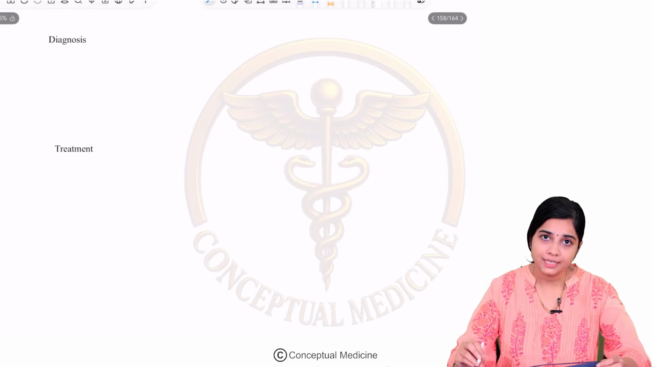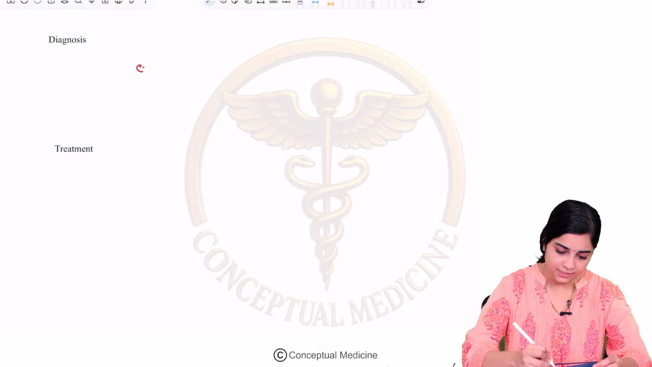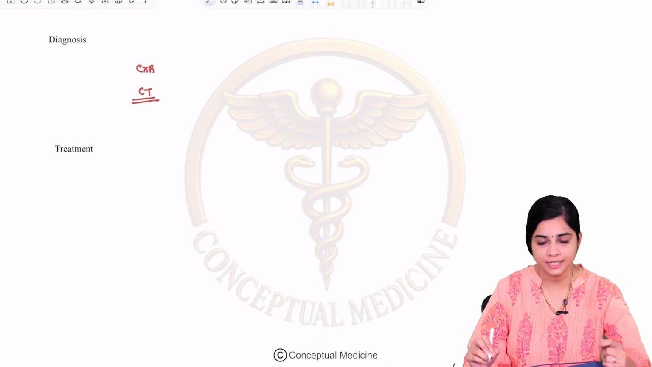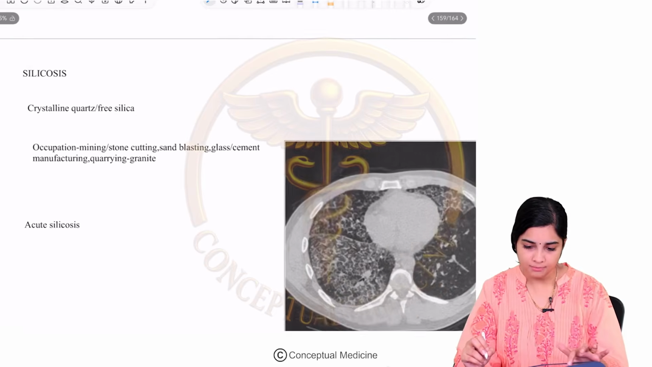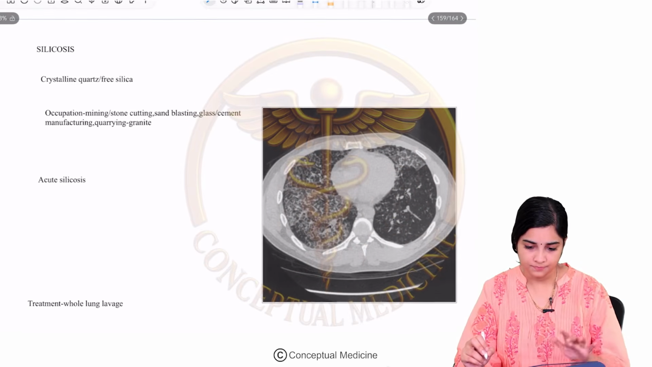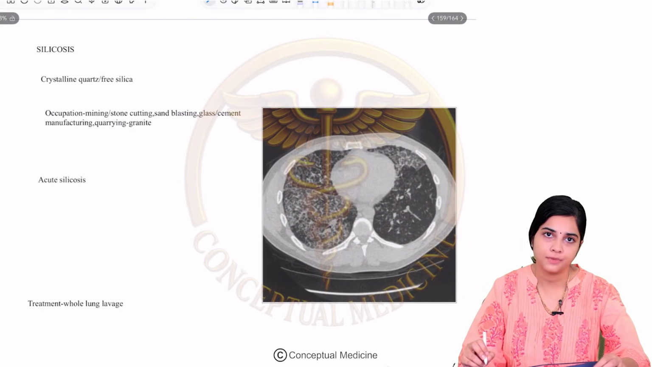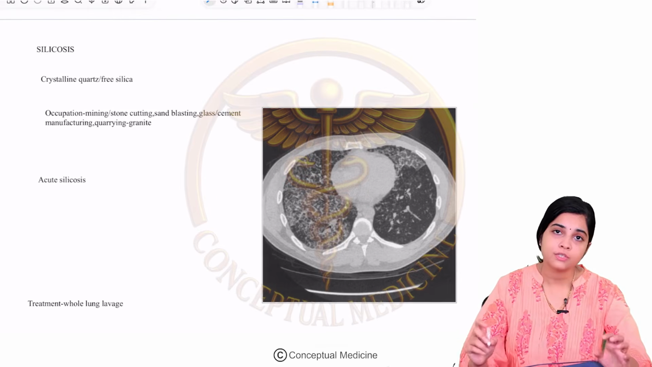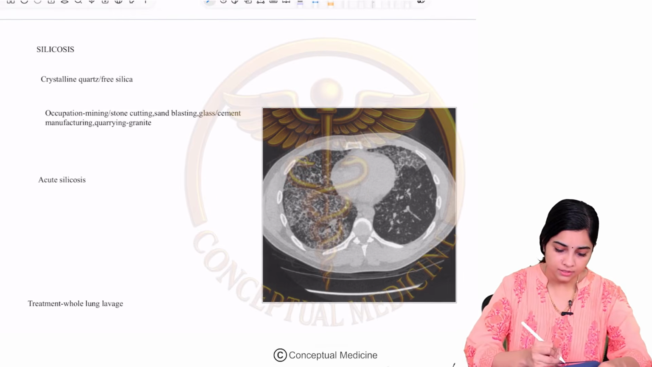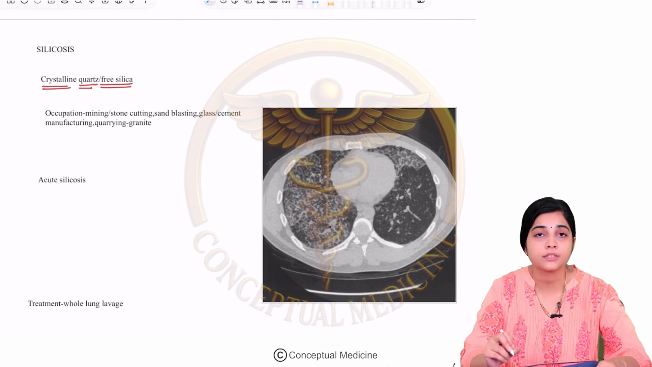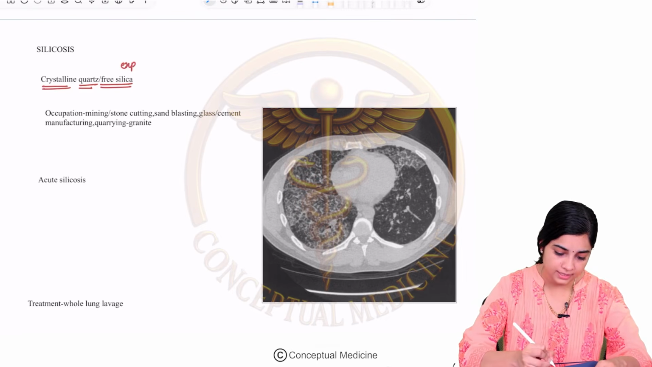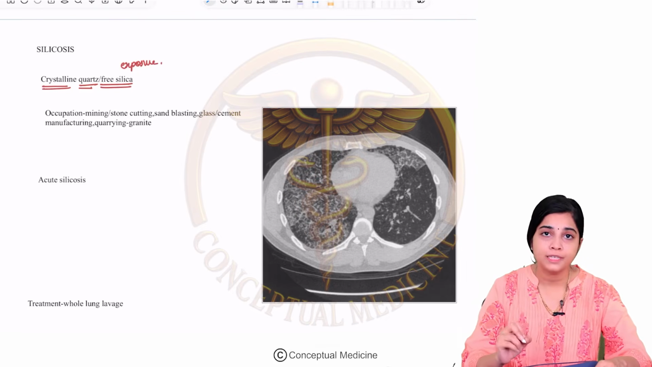So how do you diagnose your asbestosis? Just now we have seen that this is chest X-ray and CT scan, and the findings we have discussed, treatment we have already discussed. Let us move on to silicosis. Okay. So silicosis is also an occupational lung disorder which is characterized by exposure to crystalline quartz or free silica. So it occurs due to exposure to crystalline quartz or free silica.